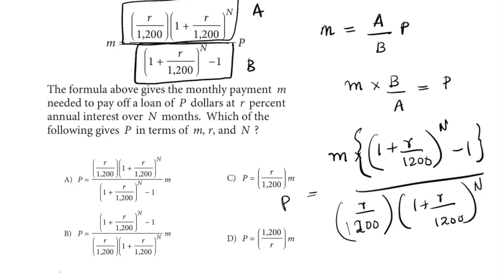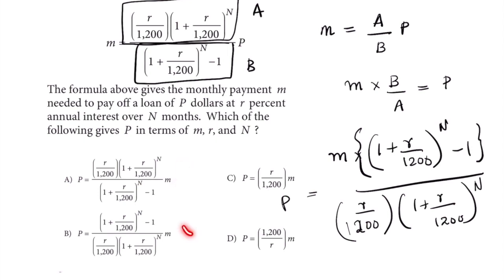Okay, so see the options. You have P here. P equals B by A, and B means you should be writing the denominator. That is 1 plus R by 1200, so this is not the answer.